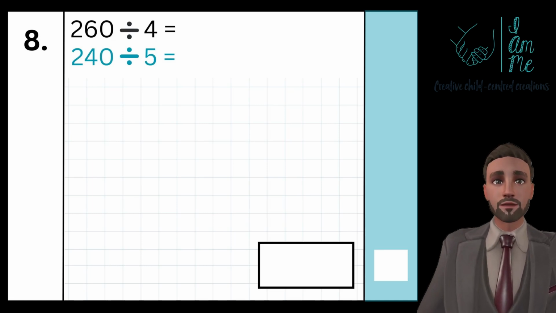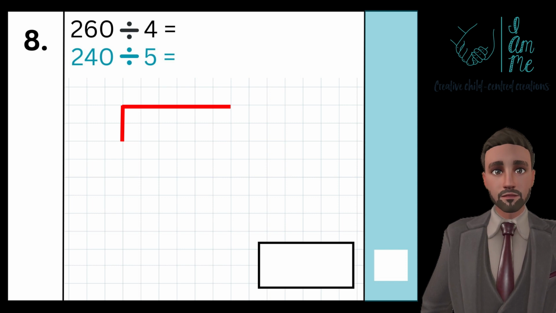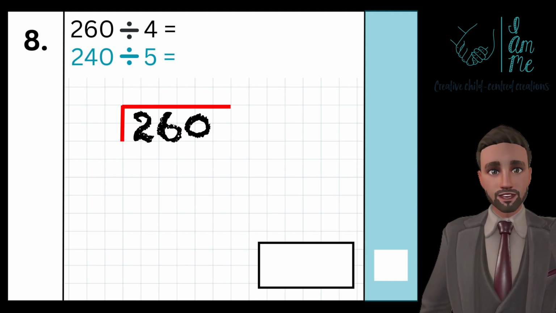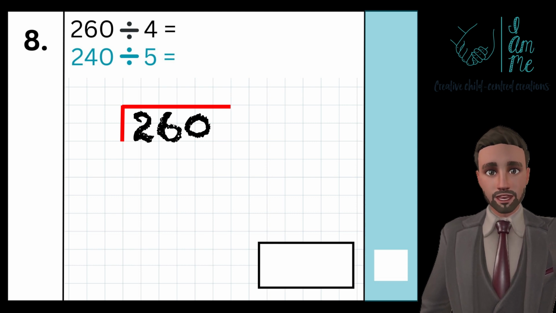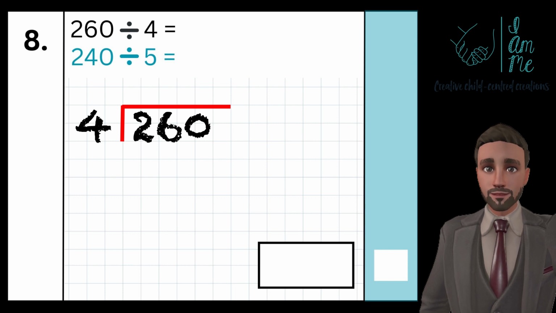How to divide using the bus stop method. So the bus stop method looks like this. Firstly, you need to draw it. Then place your dividend in the middle. That's the number that is getting divided. Then place your divisor on the outside. That is the number you're dividing it by.